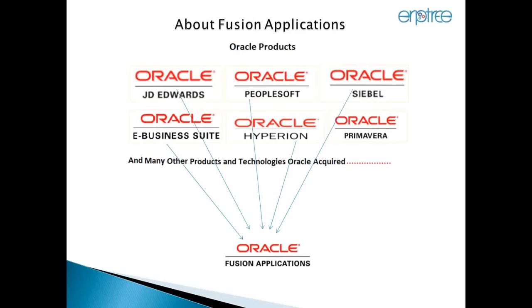Now when you work on Fusion applications, you can see financials from Oracle EBS, the procurement solution from JD Edwards, the HRMS and payroll solution from PeopleSoft, the CRM solution from Siebel, and the reporting solution from Hyperion. They took all these and built a Fusion application, but they made complete synchronization and seamless integrations and everything.